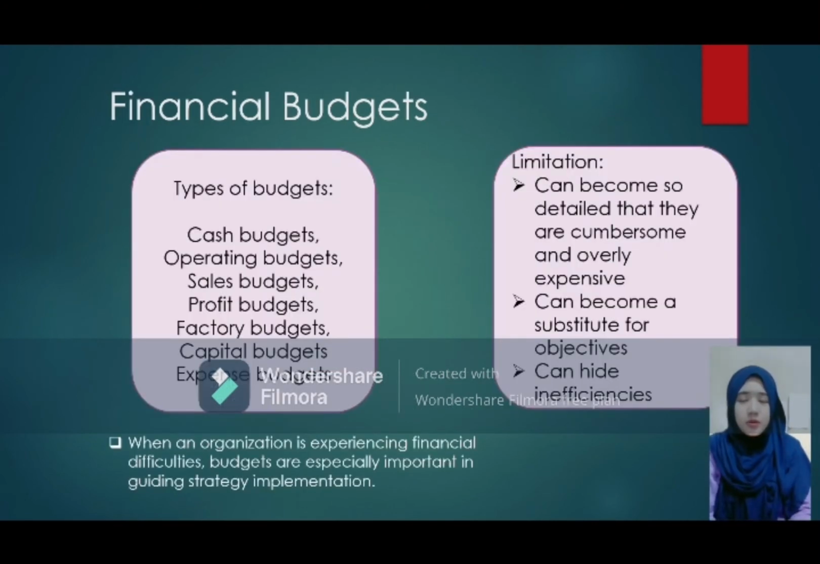And last, about financial budget. Types of budgets include cash budgets, operating budgets, sales budgets, profit budgets, factory budgets, capital budgets, and expense budgets. About limitations, budgets can become so detailed that they are cumbersome and overly expensive, and can become a substitute for objectives, and can hide a function's cheese. When an organization is experiencing financial difficulties, budgets are especially important in guiding strategy implementation.